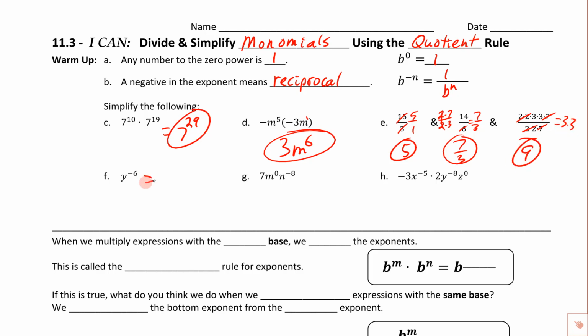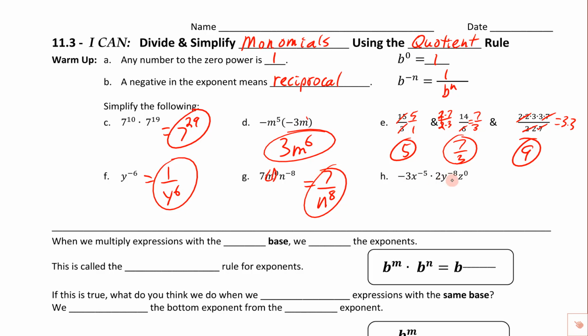Okay? All right, let's take a look at this one. Y to the negative 6. A negative in the exponent means reciprocal, so this is 1 over y to the 6th. Done there. Any number to the 0 power is a 1, so this is going to be a 7 on the top, because that's totally fine with a positive 1 for an exponent. Negative in the exponent means reciprocal, so that's going to be n to the 8th. And again, if these look familiar, these are probably from the assignment or from the notes that we've done.